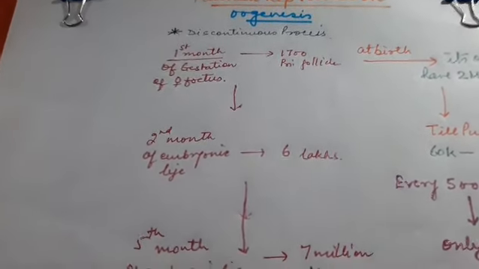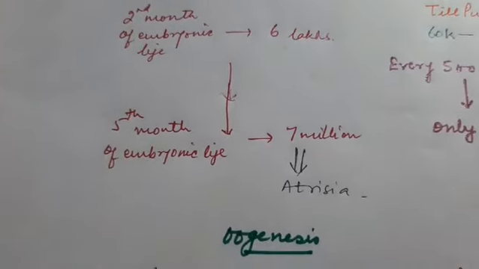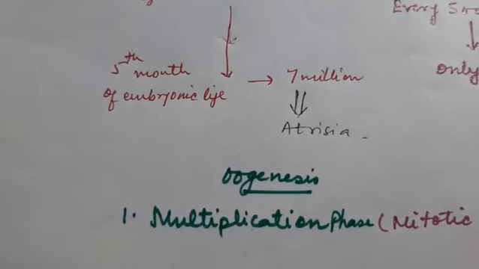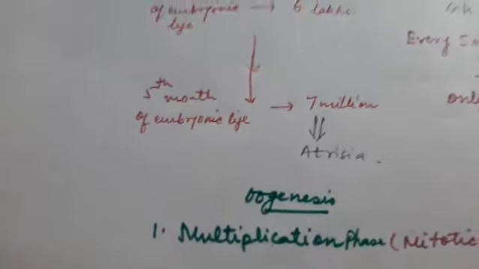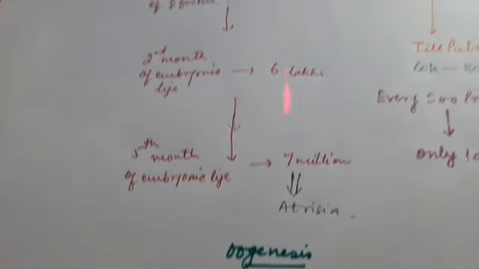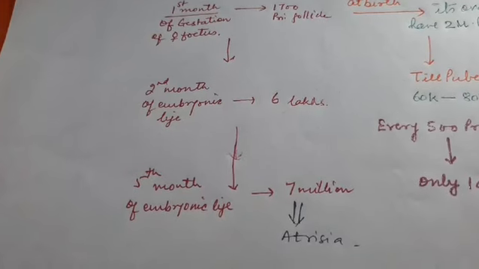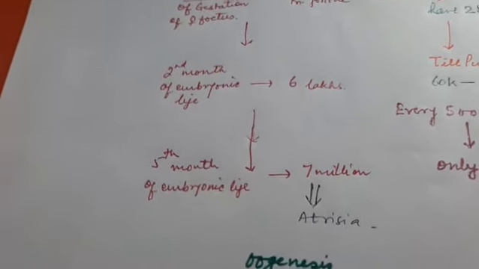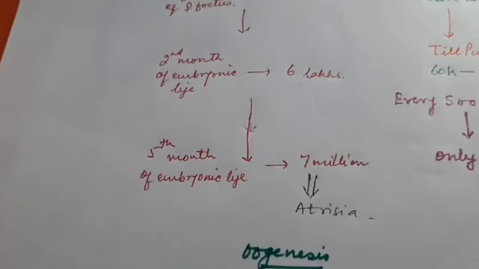Now, when the fetus reaches the 5th month of embryonic life or gestation period, the primary follicles reach 7 million. That means they have already started dividing before the birth of a female child. So, these are the numbers which are seen in the ovary.